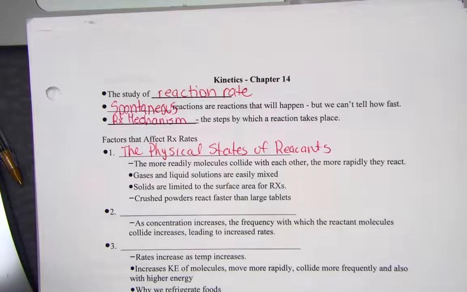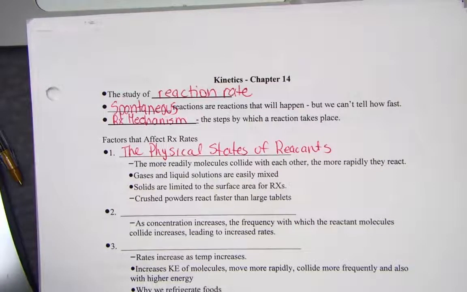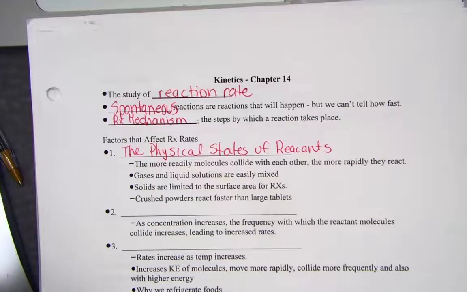So I can see gases and liquids. Those are solutions that are easily mixed. Gases with complete freedom to move around, they're going to collide more often, and therefore reactions will occur faster. Solids, of course, are limited to the surface area for their reactions. Crushed powders actually have a faster reaction rate than larger tablets. So again, crushing or liquefying or creating a gas will increase the rate of a reaction.